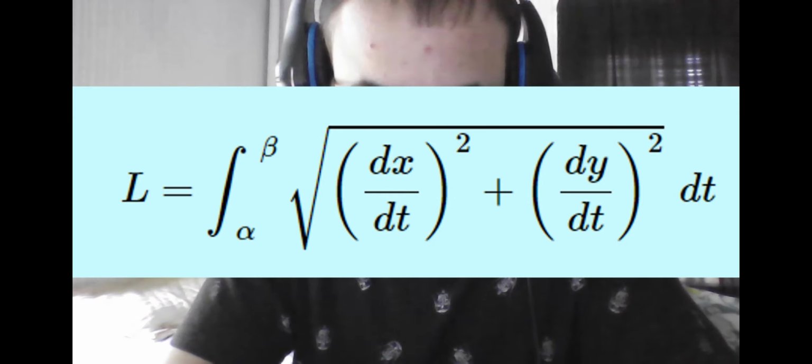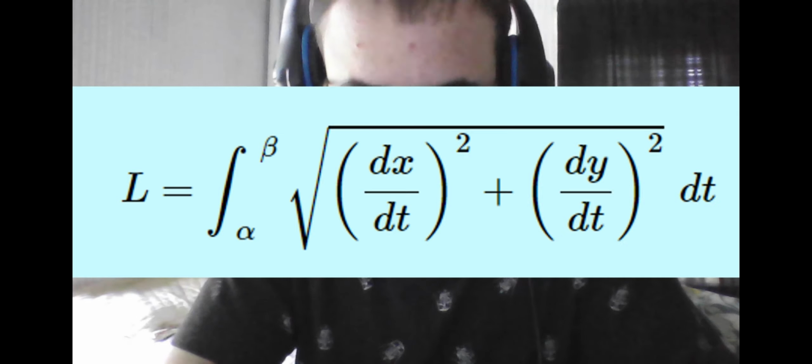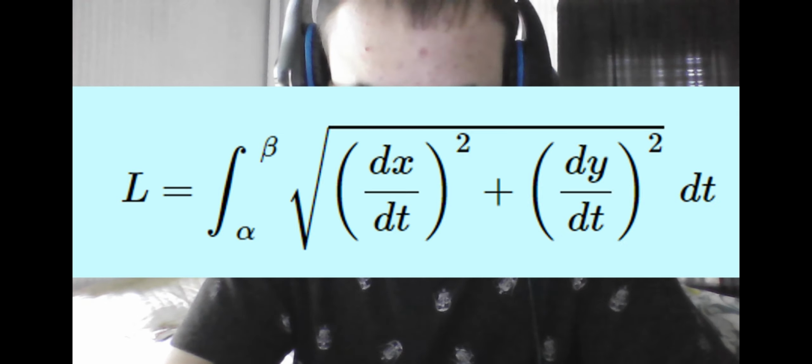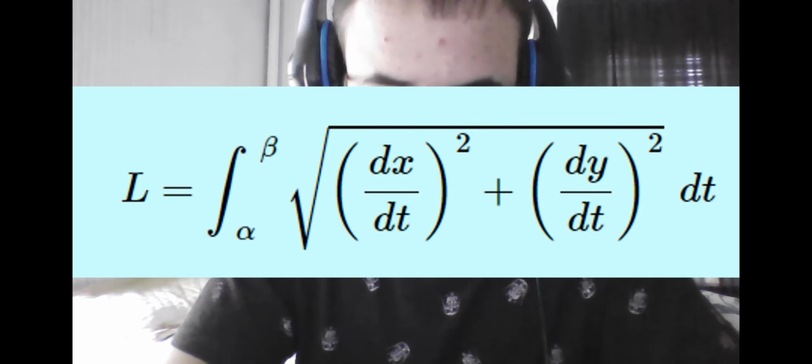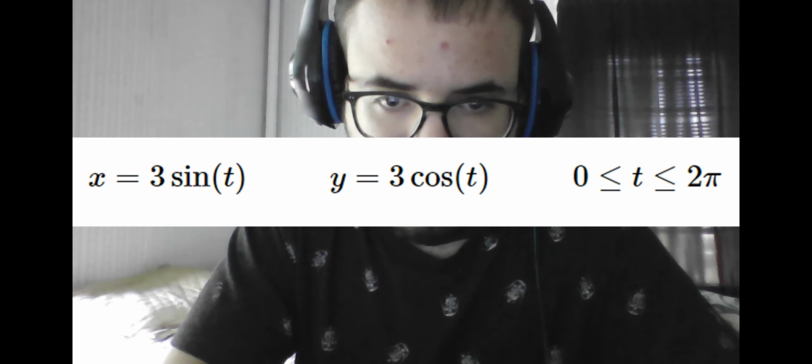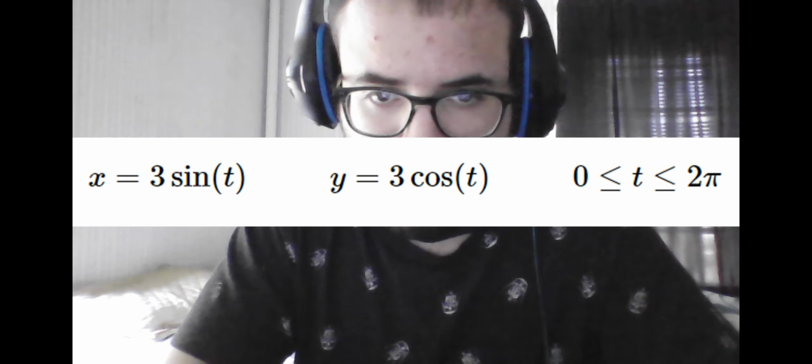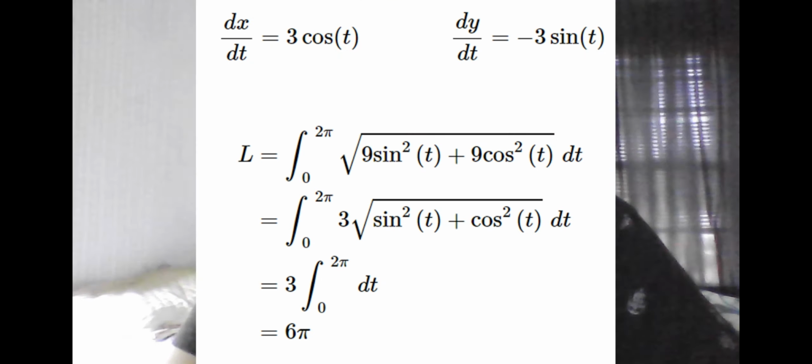So in conclusion, the arc length in its most simplest form is, from alpha to beta, the square root of change of x over change in t squared plus change of y over change of t squared, integrated with respect to t. So now, if we want to find the arc length of this parametric curve, and we limit our t's between 0 and 2 pi, we take the integral from 0 to 2 pi of the square root of derivative of x squared plus derivative of y squared, all integrated with respect to t.